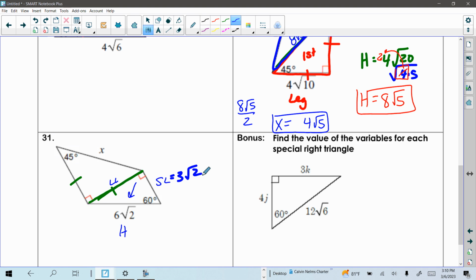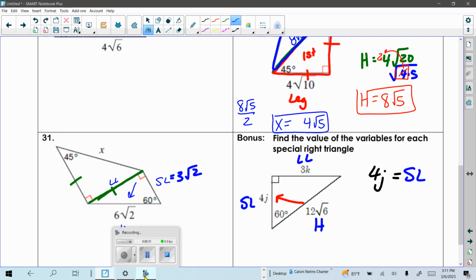And then this is a bonus. I think the only clue I can give you is that this is the short leg, this is the hypotenuse, this is the long leg. I would do this like I normally would. Go from hypotenuse to short leg, and I would take that 4j and make it equal to whatever my short leg is, and then solve for j. Okay, that's my hint. This is a bonus. Might be a type of bonus you might see. So there you go. All right, get this done.